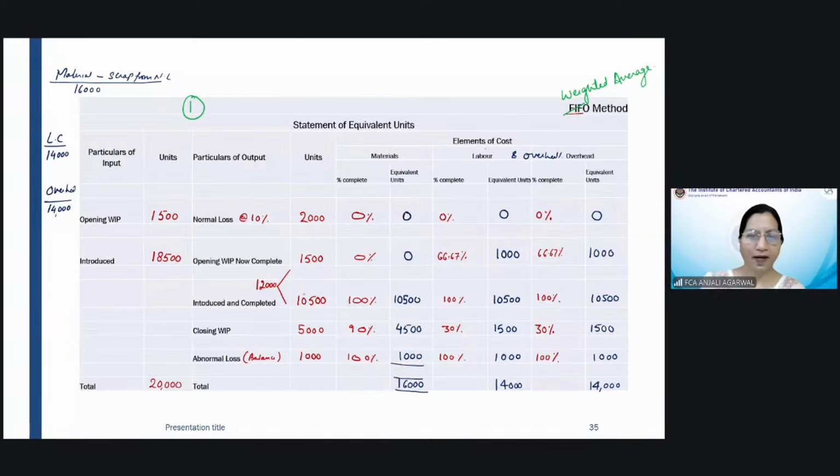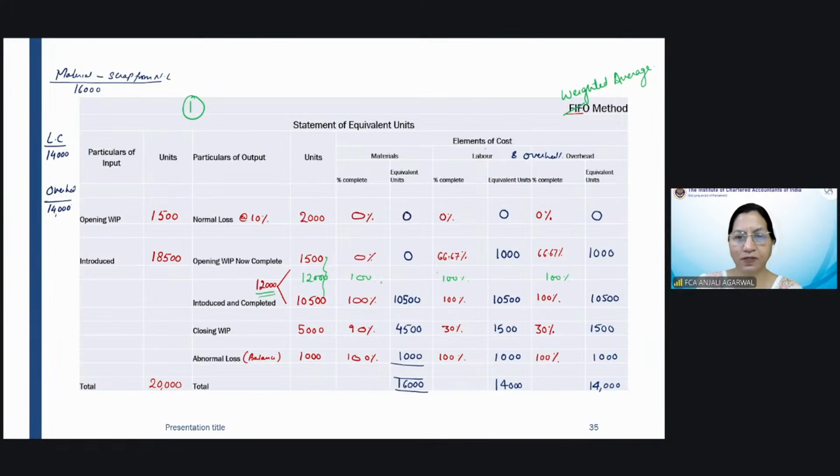Okay. And then you will do this question with 12,000. You will not have separate opening WIP now complete and introduced completed. So this will combine 12,000 units, 100%, 100%, and 100%. All that you need to change is only this, that you write here weighted average and don't bifurcate the completed units into two parts. The entire 12,000 is assumed to be completed now only.